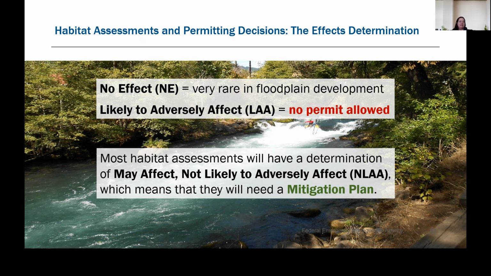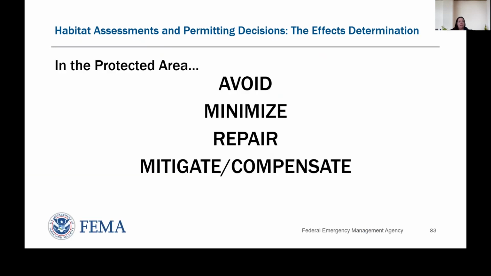So most habitat assessments are going to have a determination of may affect, not likely to adversely affect, which means that they need a mitigation plan. And that's their plan of how they're going to deal with those potential impacts that may be caused by that proposed development. So just as a reminder, in the protected area, there's not going to be a mitigation plan, right? Because you're not going to have effects that need to be mitigated in the first place.